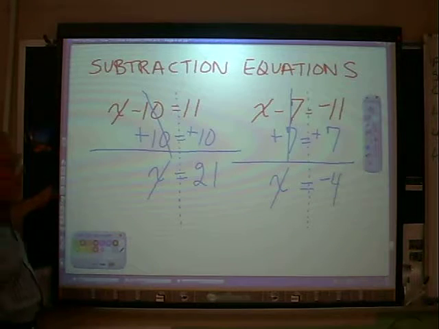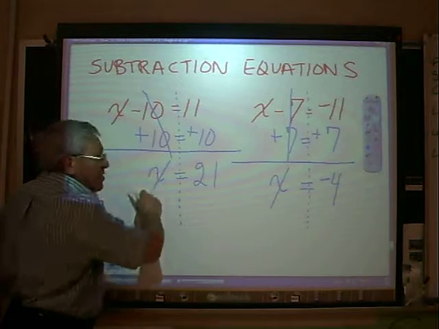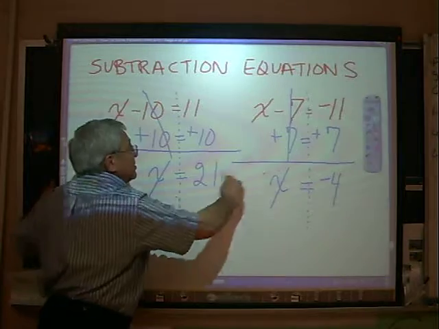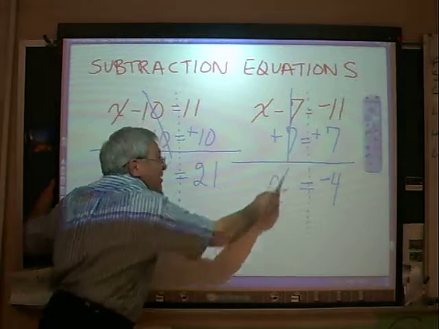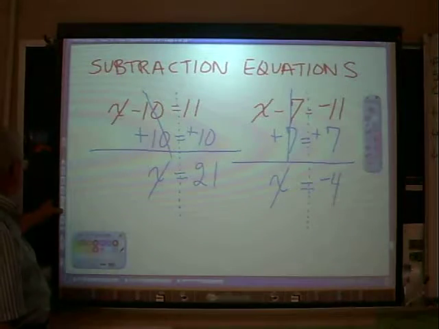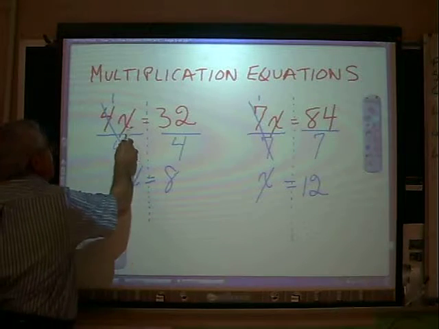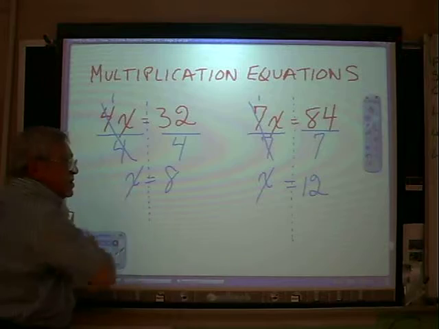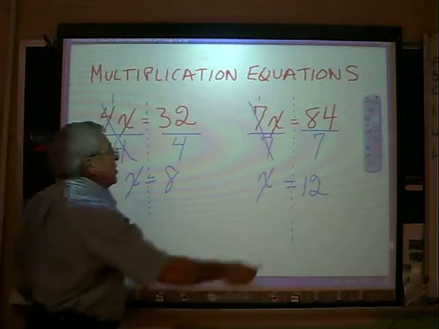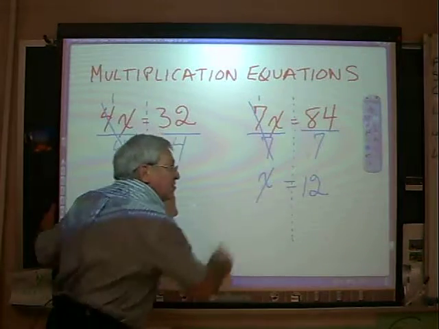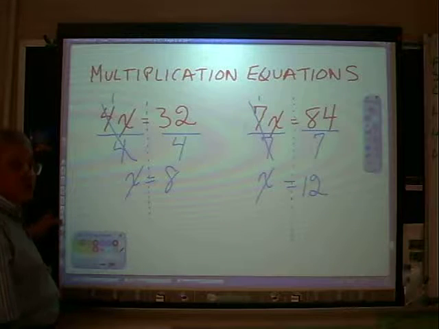Here's a typical subtraction equation. They subtracted 10. We got rid of it by adding 10. They subtracted 7. We added 7. Just to solve the equation. Typical multiplication equations. They multiplied by 4. We did the opposite operation. We divided by 4. They multiplied by 7. We divided by 7. We also checked our work.